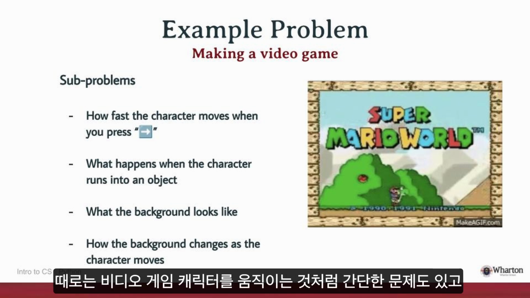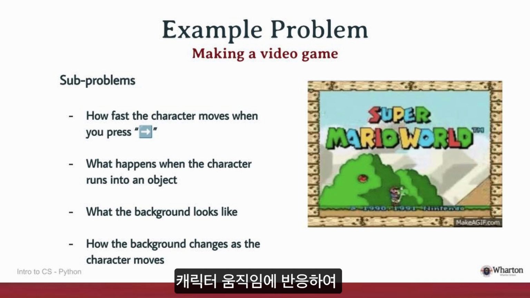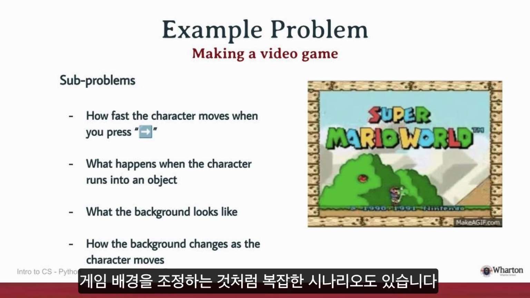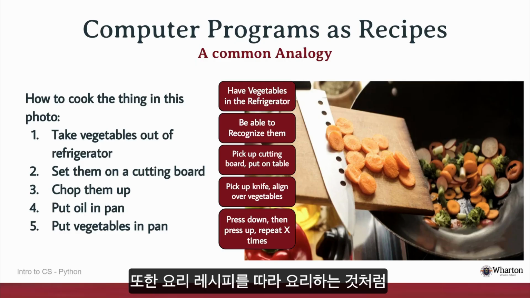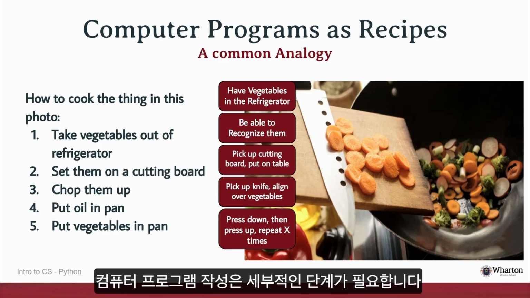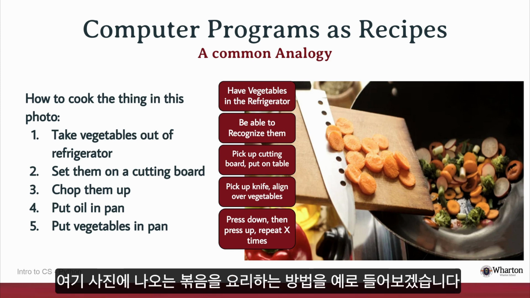Sometimes, these puzzles are straightforward, like making a video game character move. Other times, they involve more complex scenarios, like adjusting a game's background in response to the character's movements. Just like following a recipe to cook a dish, writing a computer program involves detailed steps. Let's look at how we might cook the stir-fry shown in this photo.